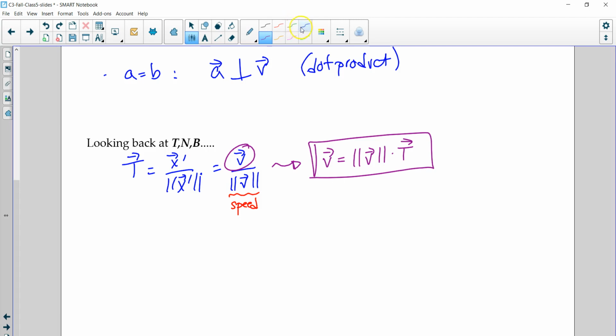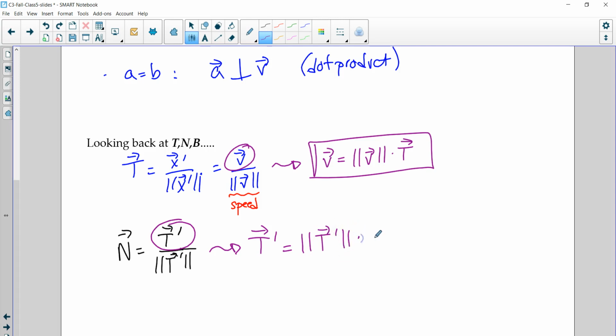Another thing I can do is look at the unit normal vector. Well, we said that was the derivative of the unit tangent vector over the length of the derivative of the unit tangent vector. This is a lot to say all the time. What I can do with this again is just rearrange and solve for that a little bit. I get the derivative of the unit tangent vector is equal to the length of the derivative of the unit tangent vector times that unit normal vector.